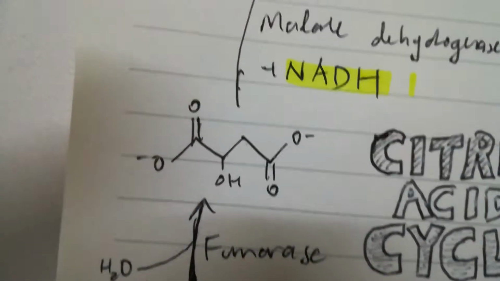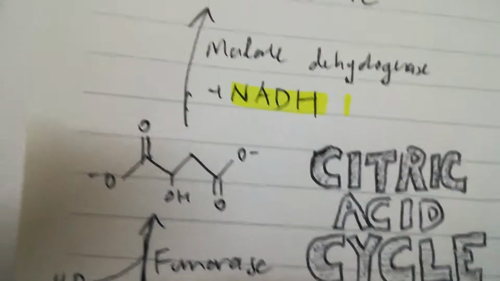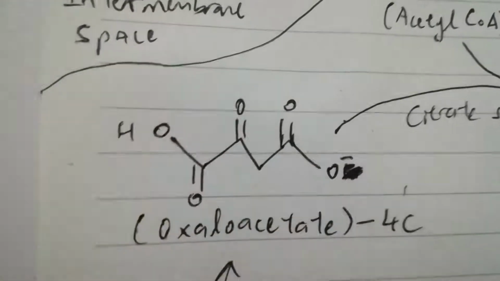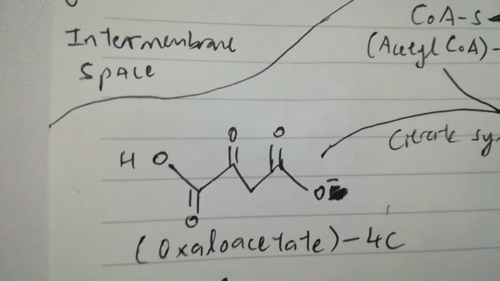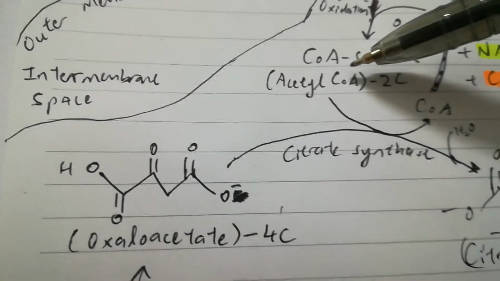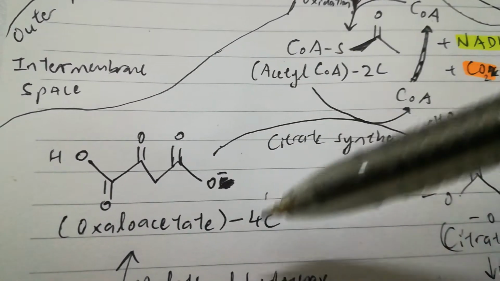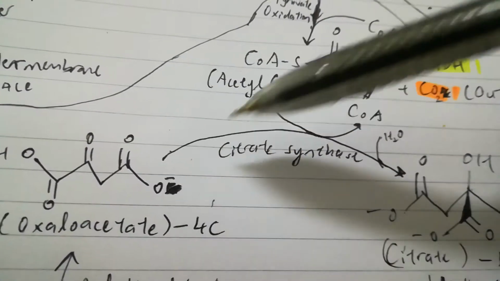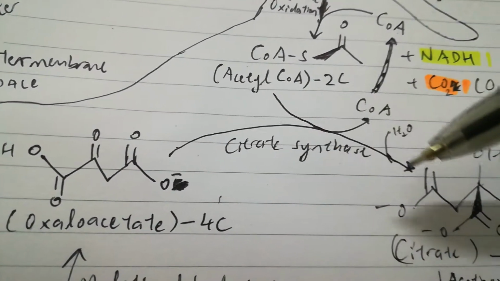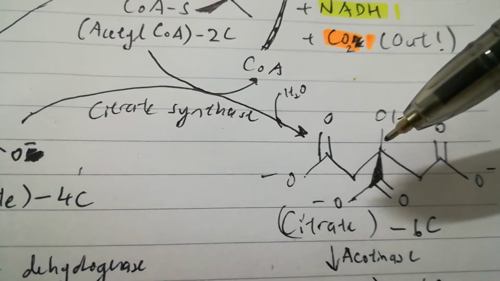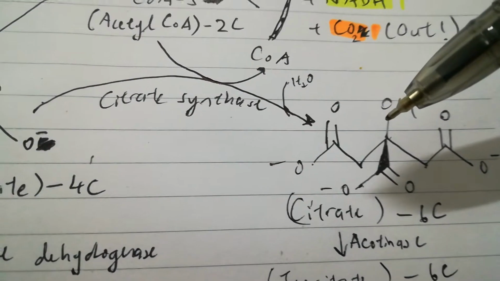Now, the citric acid cycle starts with this molecule called oxaloacetate, which is a 4-carbon molecule. So this acetyl-CoA combines together with oxaloacetate via this enzyme called citrate synthase to produce citrate, which is also citric acid.